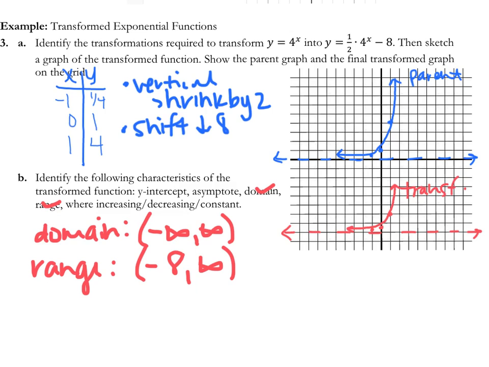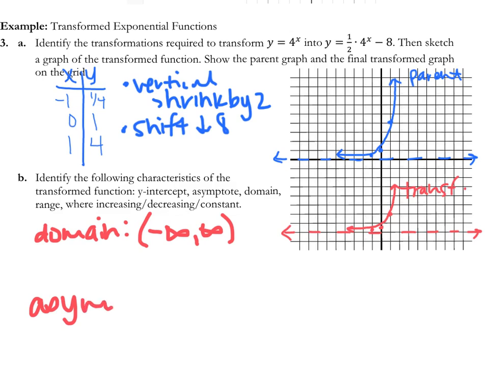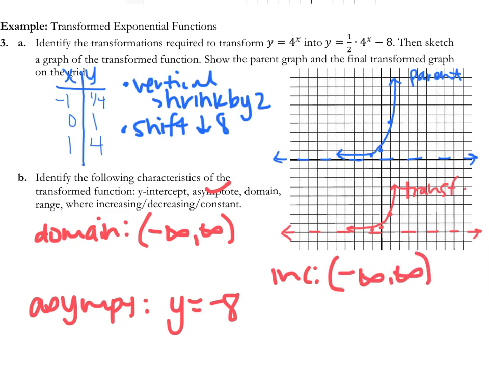Our asymptote, we figured out where it was. It's just down here, so that's going to be the line y equals -8. And then, as I said before, exponential functions will either be always increasing or always decreasing, depending on what the base is. Looking at this shape, as we go from left to right, the y values are increasing. So this one is increasing everywhere, and we're just going to say increasing from negative infinity to infinity.